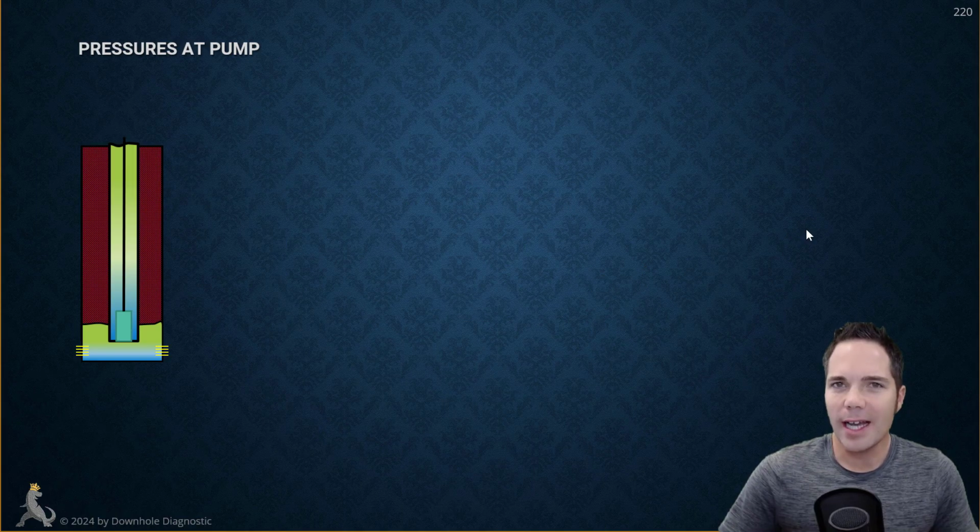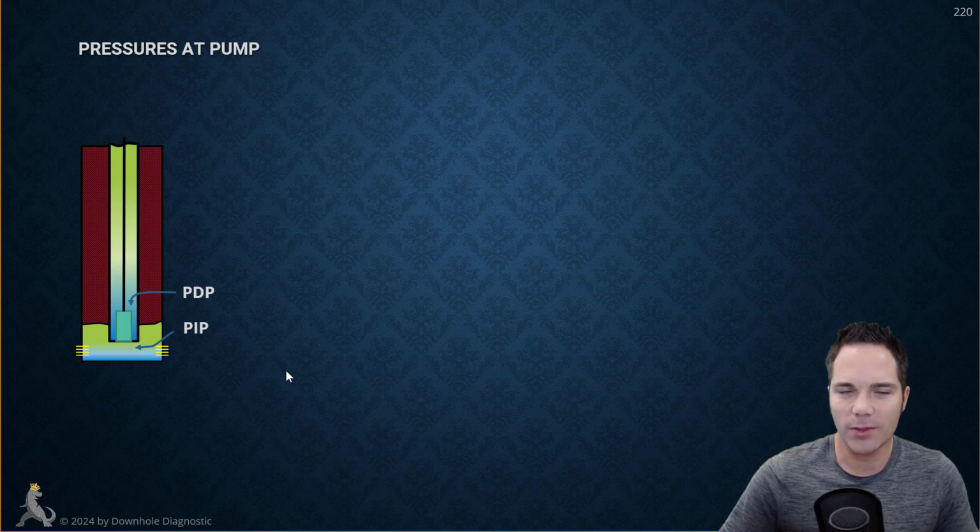Okay, so let's look now on a high level at what's happening in a rod pumping system. We've got two different pressures on both sides of the pump. On the bottom side of the pump, the fluid that's being sucked in is at the pump intake pressure, and that just means the fluid is at the pressure here at the intake. In order to calculate what the pressure is, you would take the surface pressure plus the pressure of all of these columns and add that up. So that is the pump intake pressure, and in this illustration here, it's going to be low.